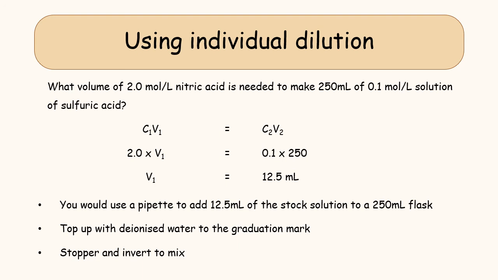So if we want to make up that individual diluted solution, we would need a pipette to add 12.5 millilitres of stock solution from bottle 1 into our 250 millilitre flask, and then we would top it up to the graduation mark with deionized water, stopper it, invert it, and we know we would have a 0.1 mole per litre solution.